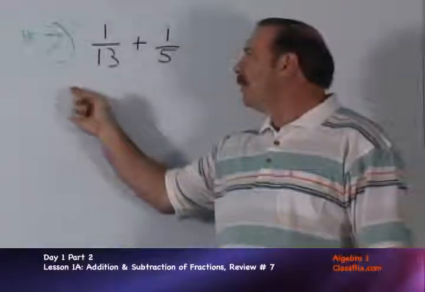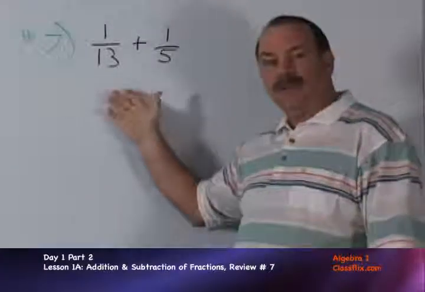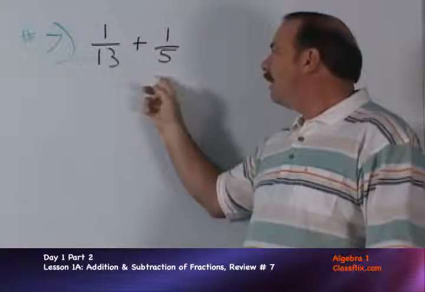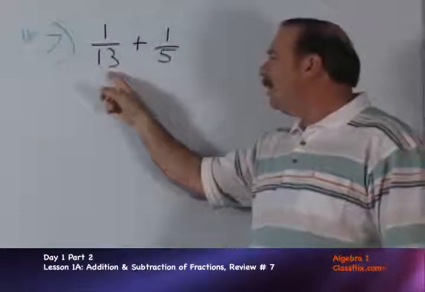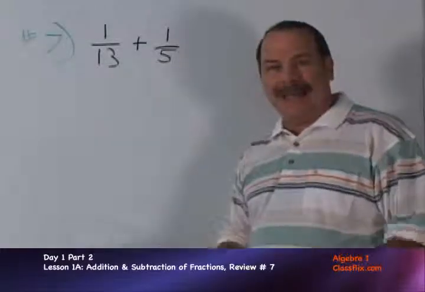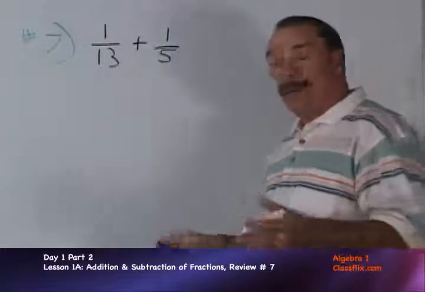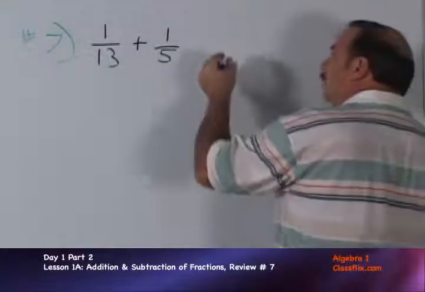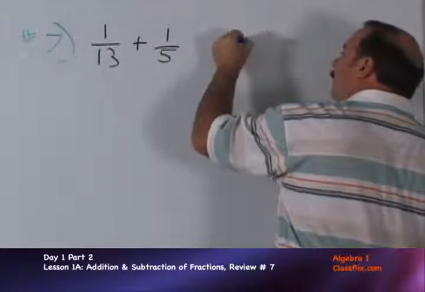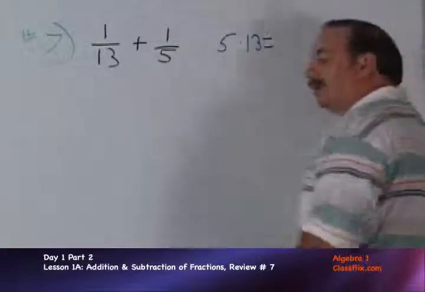For problem number 7, again we're given a fraction. It's an addition problem that does not have common denominators. It's got a little bit larger numbers here. What is going to be my common denominator of both the 5 and the 13? Well, like we've said, when we've just got smaller numbers like this, we can just multiply the two of them together. 5 times 13 equals what?